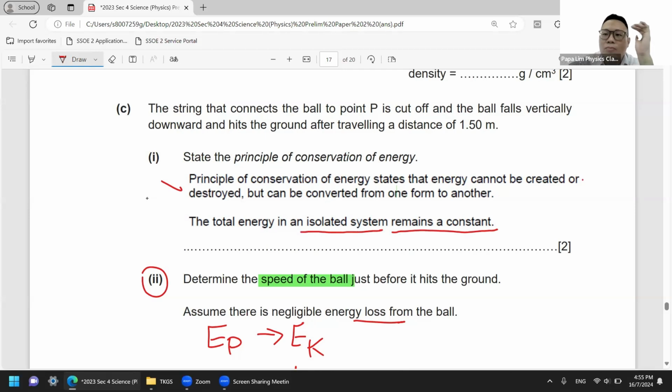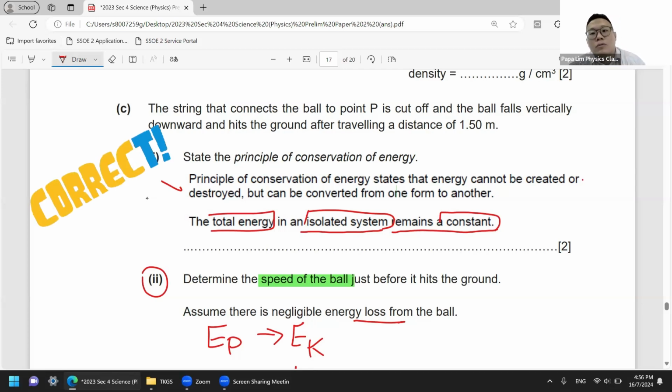For conservation of energy to be used, there are certain conditions that the students must take note of. First, energy cannot be destroyed nor created. And it also says that the system has to be an isolated system, and because of the isolated system, the total energy in the system remains constant. So these 2 statements are what make up the principle of conservation of energy. When the marker asks to state the principle of conservation of energy, it's of utmost importance to state both conditions, not just either one.